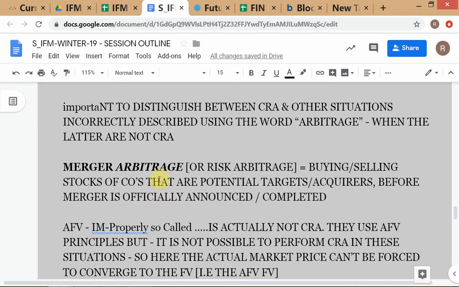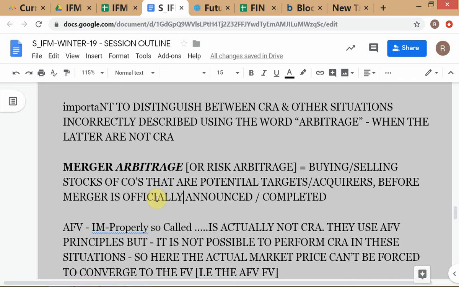So that's a risk. It's not free of market risk. This transaction is not free of market risk, right? So that's why we say that this is not CRA. This is not the right use of the word arbitrage. Strictly speaking, the word arbitrage should only be used when there is truly a riskless profit to be earned, where no market risk will remain on the books.